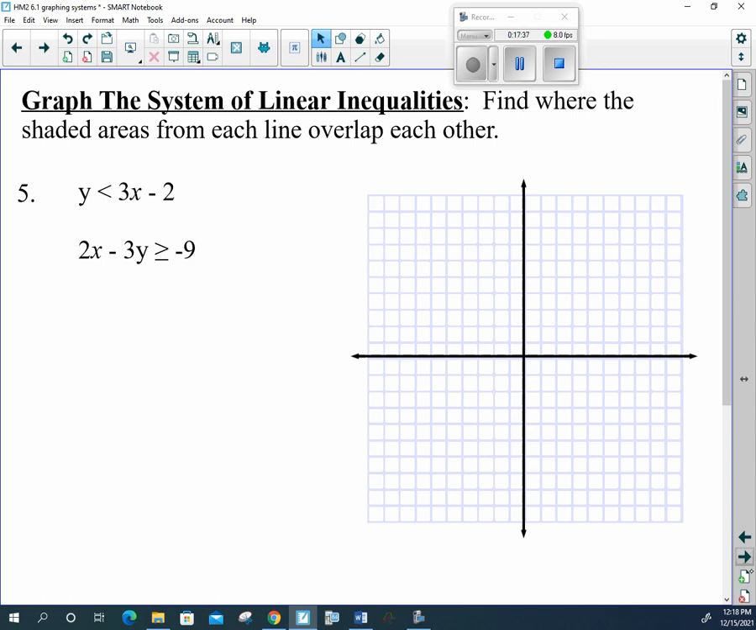So the other ones had equal signs. These have inequality symbols. So just as a quick refresher, if your inequality symbol is underlined, that means it's equal to, and you would draw a solid line. So this one is underlined, so this would be a solid line. Okay, this one is not underlined. So when I go to graph it, it would be a dashed line. This is just less than, so this would be a dashed line.